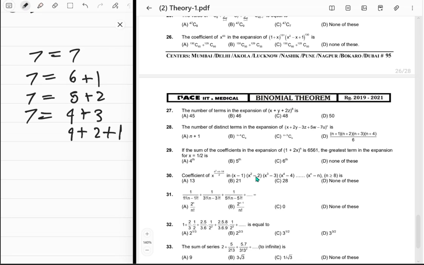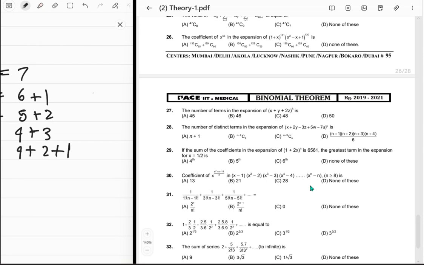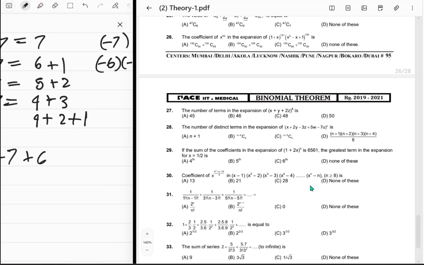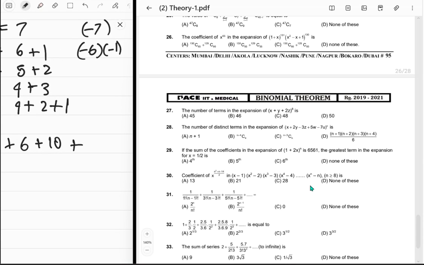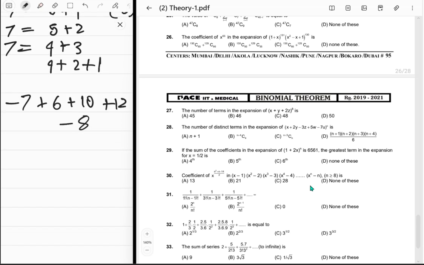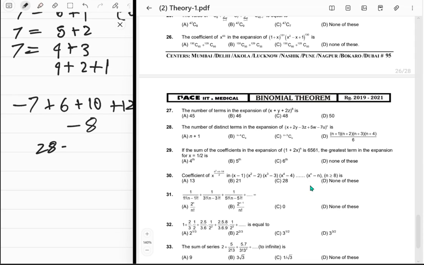Now, each of these: if you have 7 over here, that corresponds to x power 7 not giving the x power 7 and instead giving the negative 7. So its contribution in the coefficient will be negative 7. This guy's contribution will be negative 6 times negative 1. You see what's happening, right? So it's going to be negative 7, positive 6, positive 10, positive 12, negative 8. So this will be 28 minus 15, which is 13. So 13 should be the thing.